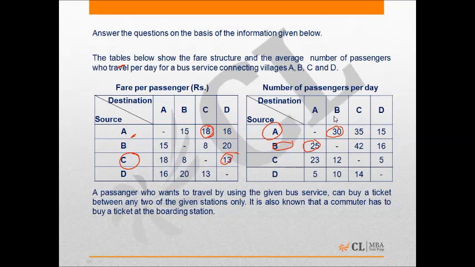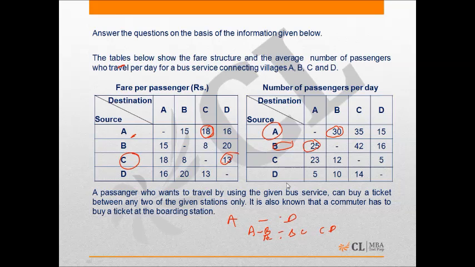It is also known that a passenger who wants to travel by using the given bus service can buy a ticket between any two of the given stations only, which means if a person wants to travel from A to D, he has to buy a ticket from A to D. It's not possible for him to buy a ticket from A to B, then B to C and C to D, or A to B and B to D, or A to C and C to D, unless he gets down at the next station or wherever he wants to, and then again boards the bus.